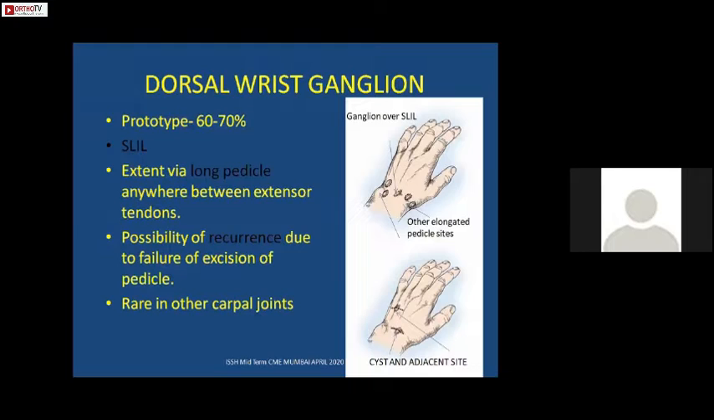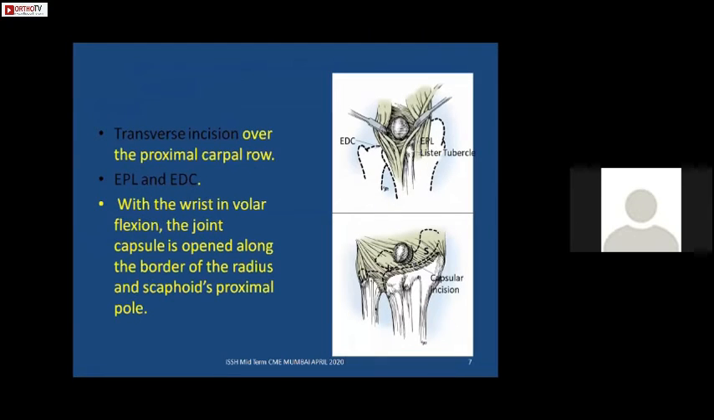Coming to the commonest type of the wrist ganglion, that's dorsal. It arises from the scapholunate ligament and extends via a long pedicle anywhere through the extensor tendons, which I'm showing here in the pictorial presentation. And this possibility of recurrence is mainly due to failure of excision of this pedicle only. It is very rare in other carpal joints.